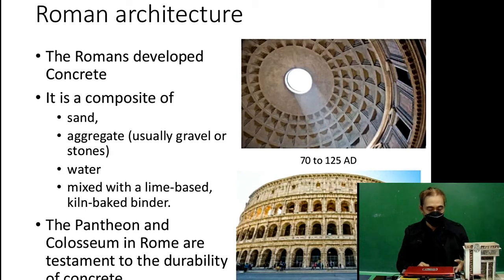Roman architecture. The Romans developed concrete. It is a composite of sand, aggregate, water, mixed with a lime base, a kiln-baked binder. The Pantheon and the Colosseum in Rome are a testament to the durability of concrete.